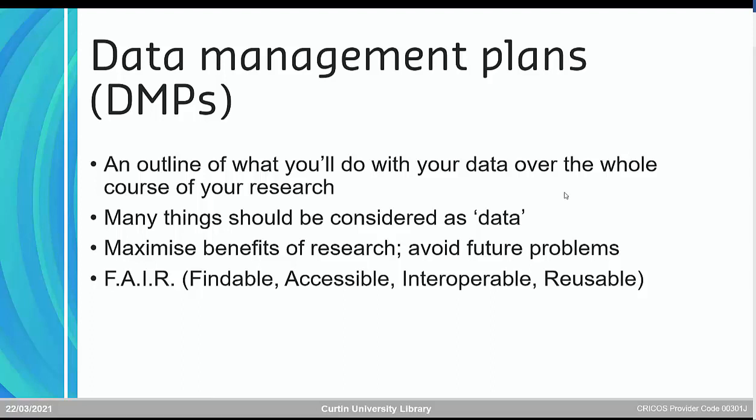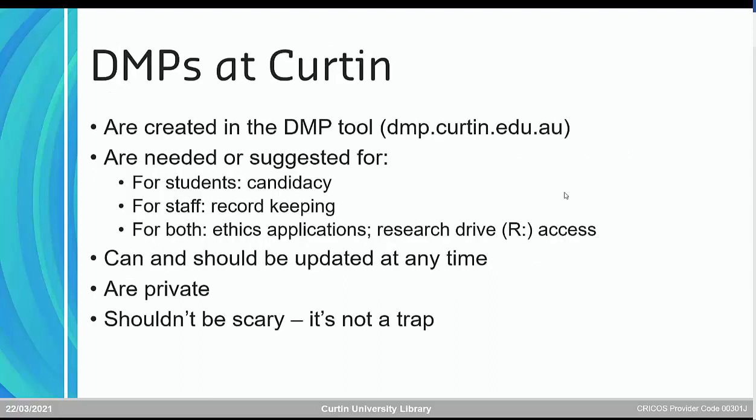But what about DMPs at Curtin specifically? Well, at Curtin, DMPs are created in the DMP tool at dmp.curtin.edu.au. The plan is created through a series of questions to be answered around your plans for your research data. Students who are doing any research for HDR study will require a DMP for their candidacy application in Milestone 1. Staff doing research should make a DMP so there's a record of what your data is about, in case DTS or records and archives need to know and can't contact you for whatever reason.